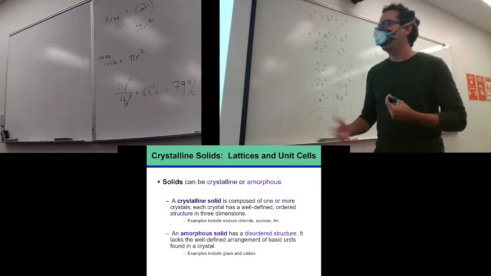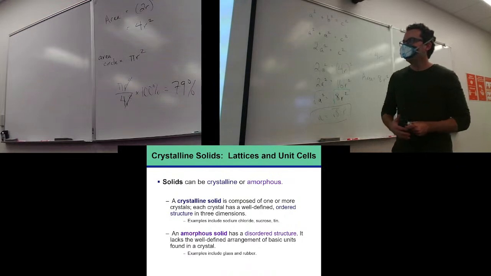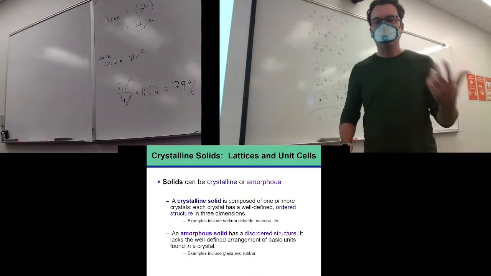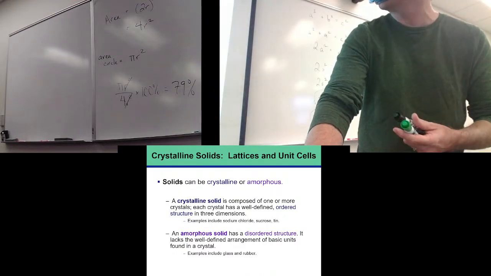But just be aware that there are plenty of solids that are considered to be amorphous, where there's no real structure to them. Glass is a very common one. Rubber, most plastics are like this. They are definitely solid. They just don't have a well-ordered structure.